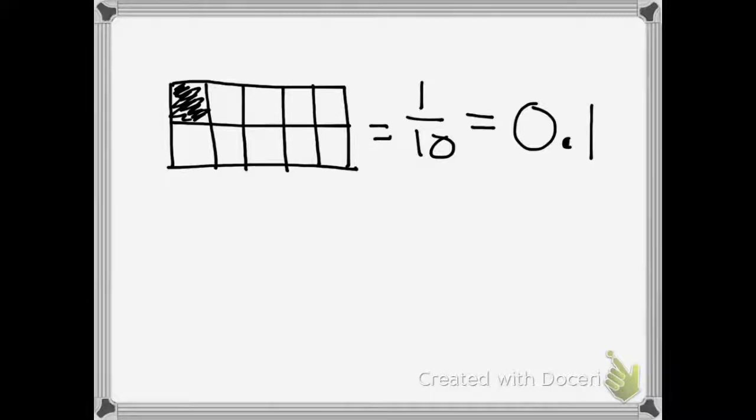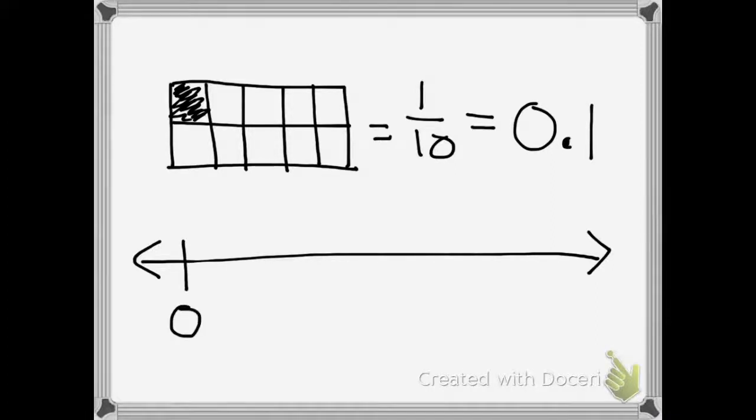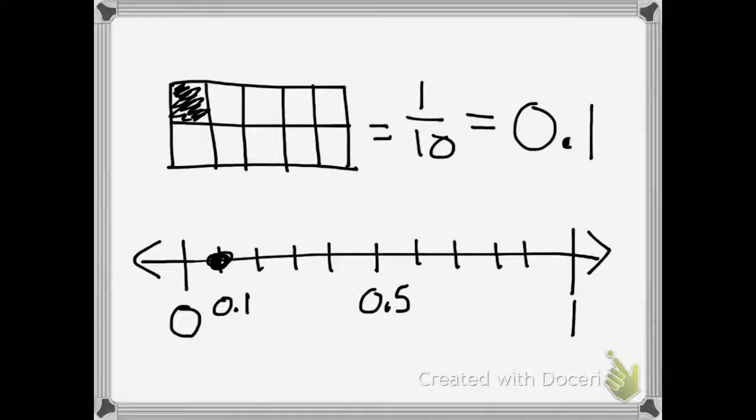If we were to put the same number, 1/10, on a number line, 0 being the beginning of our number line, 1 being the last whole number we see on our number line, we would see that 1/10 shows up one spot over from the 0 when there are 10 spaces evenly between 0 and 1 on our number line.